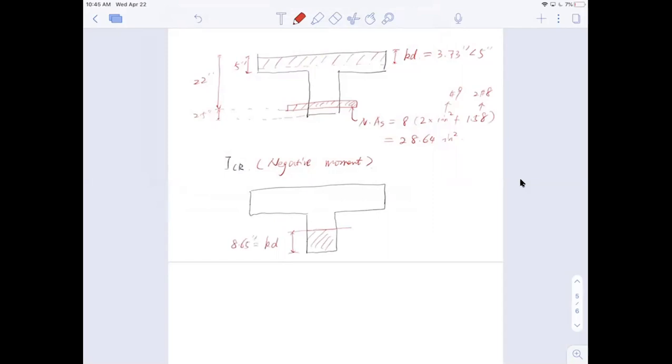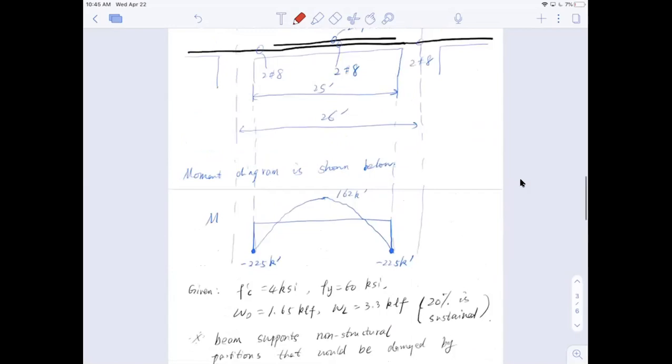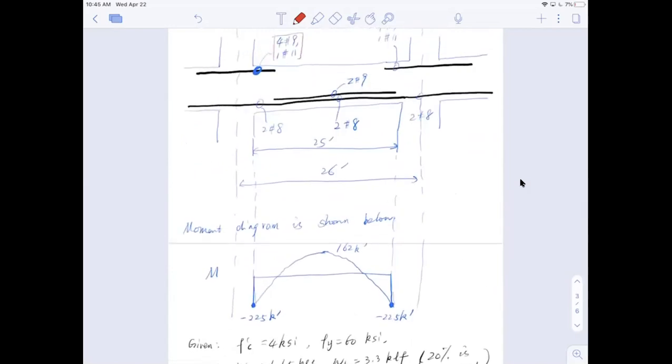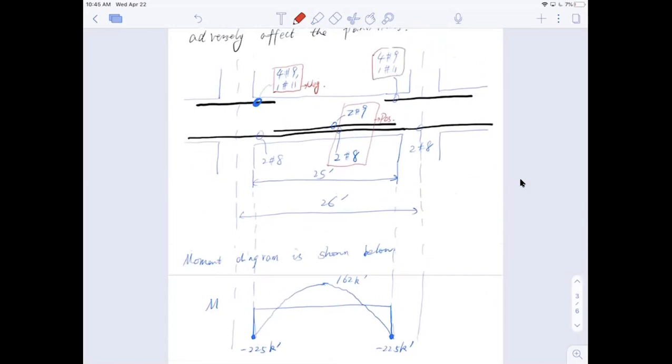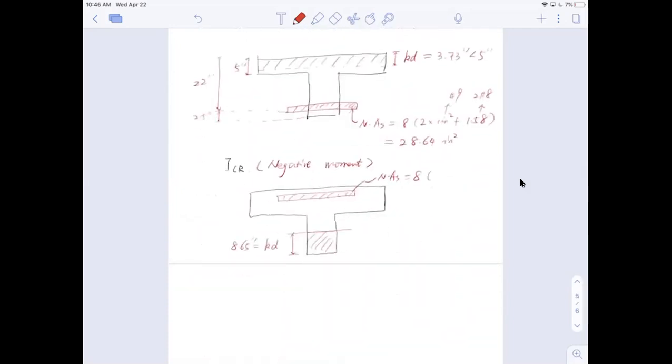Now on top, I have my converted steel from the compressive reinforcement. This is nAs, and n is 8. I'm talking about this reinforcement here, negative moment. For the negative region, the reinforcement changes. So this here is 8 times 4 plus 1.56, which turns out to be 44.48 inch squared. That's the steel in tension.